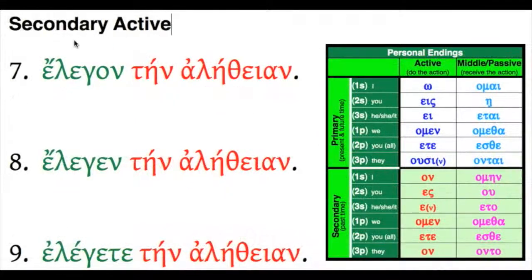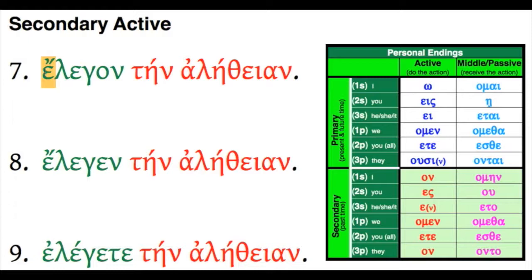Let's look at our secondary active endings here. Now, let's first just refamiliarize ourselves here. On, s, n, amen, ete, on. Those are our secondary active endings. Secondary means we're in past time. Active means it's active voice. The subject of the verb is doing the action.